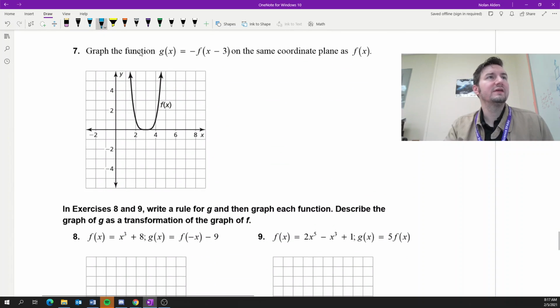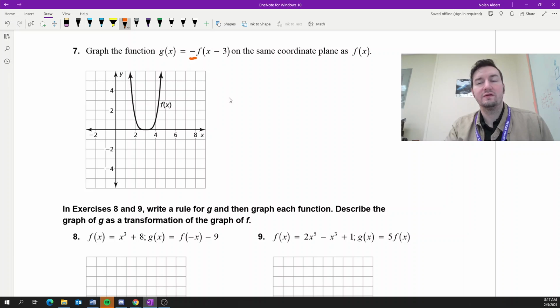So let's see, number 7, graph the function on the same coordinate plane as f of x. So here's our original function. Now let's look at the transformations. We have a negative sign out front, so we're negating the entire function.